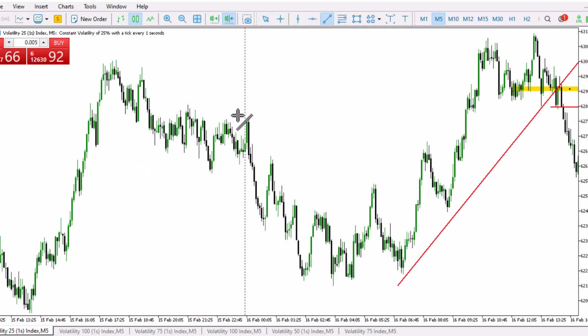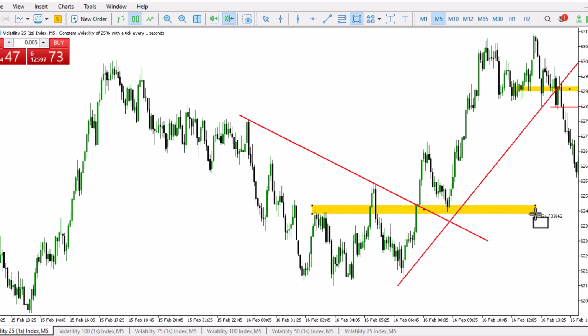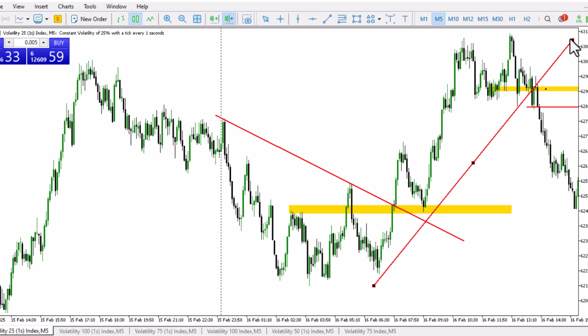So let's look at this one. This is a very good one again. Look at this. What do you see here? You see the price breaks and comes back to the lows that we are looking for here. So these are the lows that price comes back to, right? If you consider it like this, you can clearly see that this is where these two trend lines converge, right?